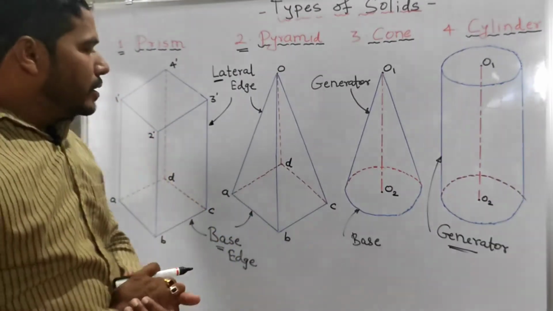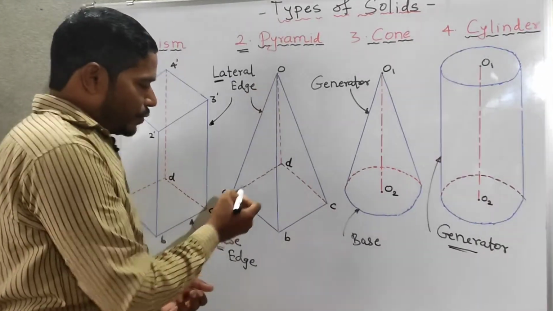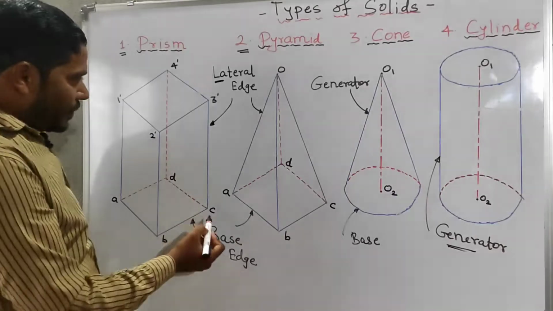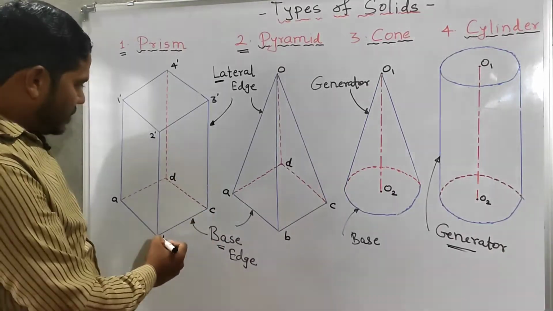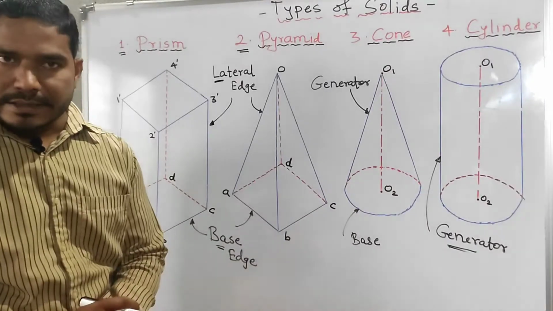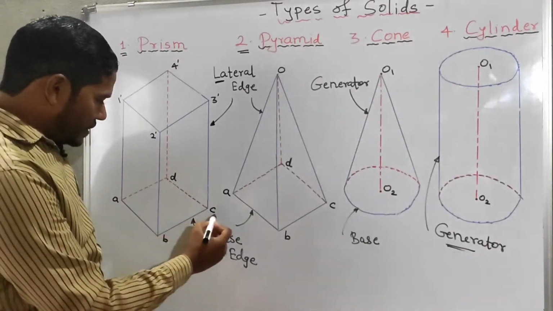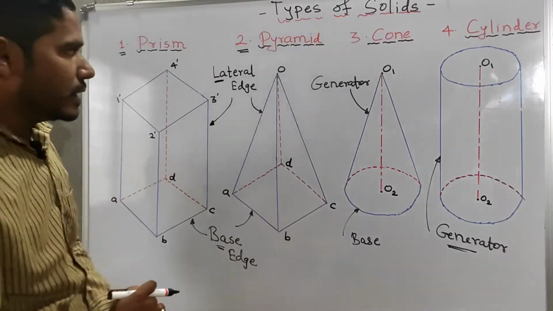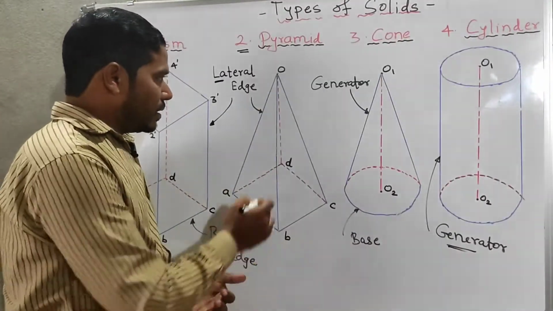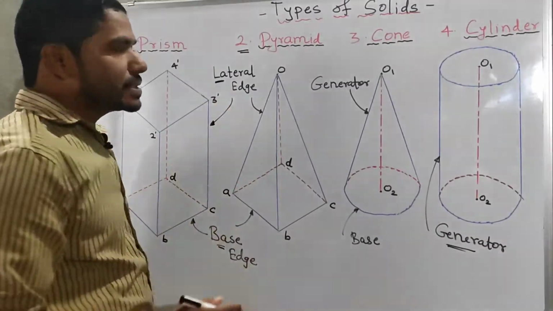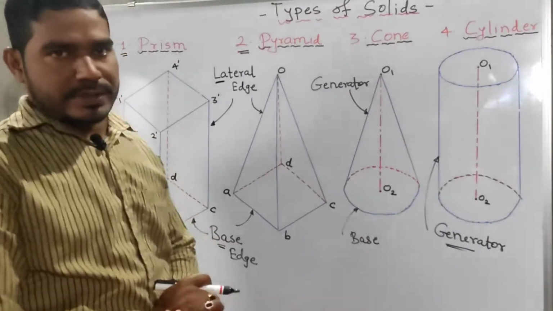Okay, and then these edges, O to A, O to B in case of the pyramid, or in case of the prism, you will see C to 3, B to 2, A to 1, or D to 4. All these are the lateral edges. Okay, and B to C, C to D, D to A, A to B, these are the base edges. So in case of the pyramid also, base edges are there and lateral edges are there. In case of the pyramid, this lateral edge we can also call a slant edge.